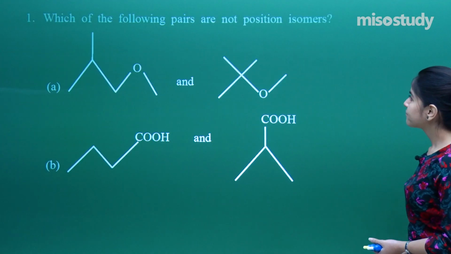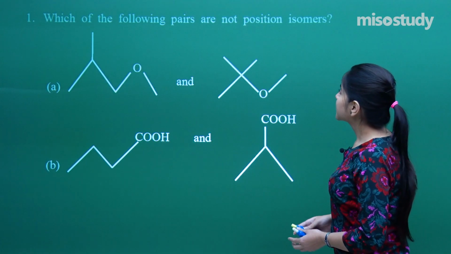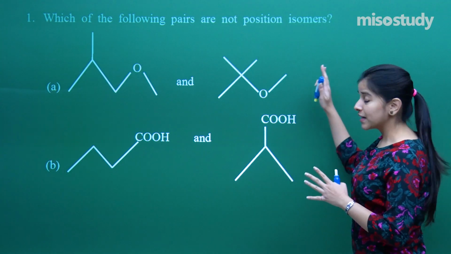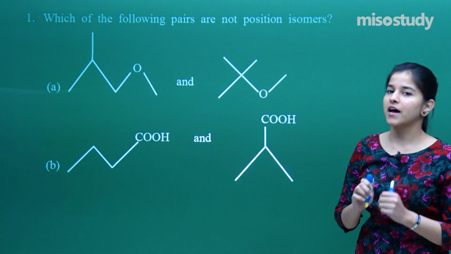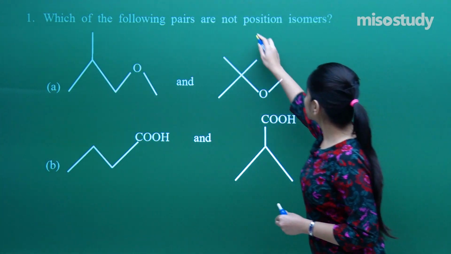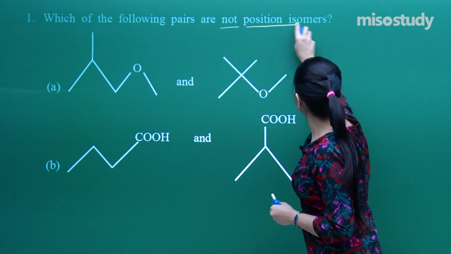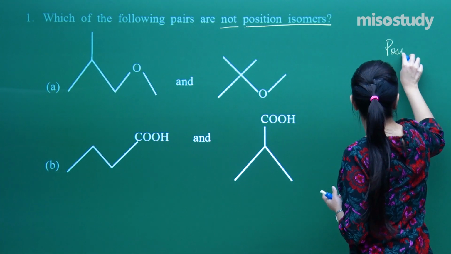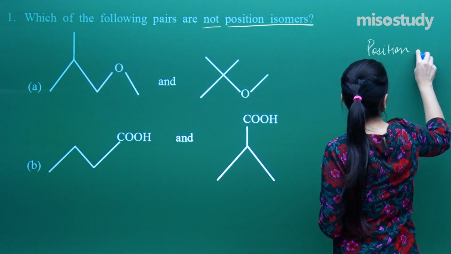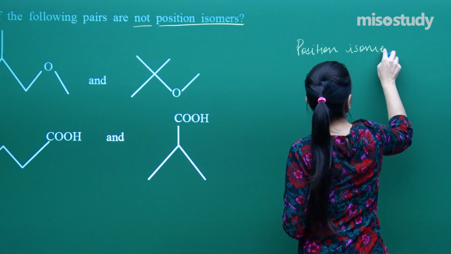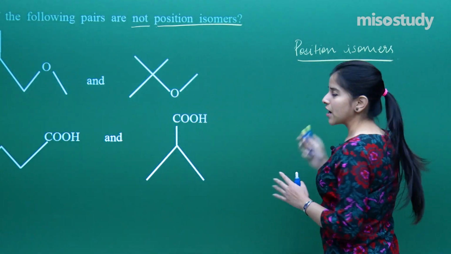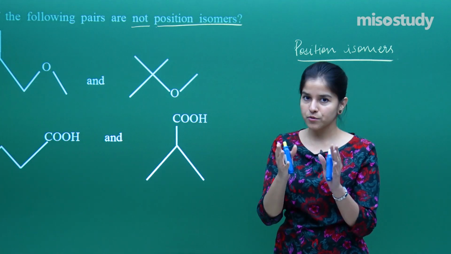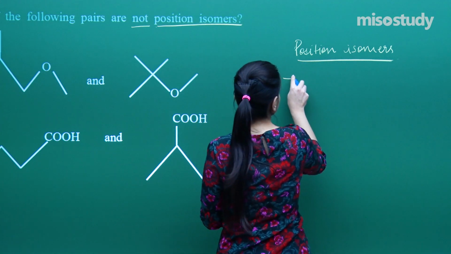Which of the following pairs are not position isomers? It's a basic isomer type question, that means it is included in structural isomerism. So I need to find out which are not position isomers. What are basically position isomers? Position isomers are those which have the same molecular formula but different positions of functional groups or the double or triple bonds included in the molecules.